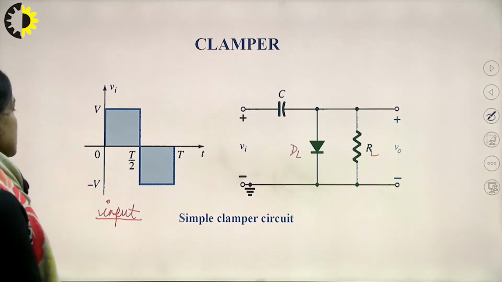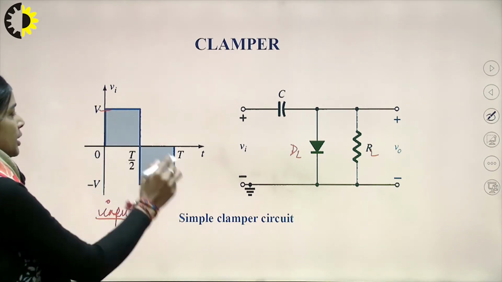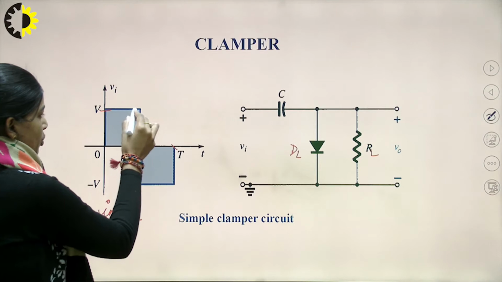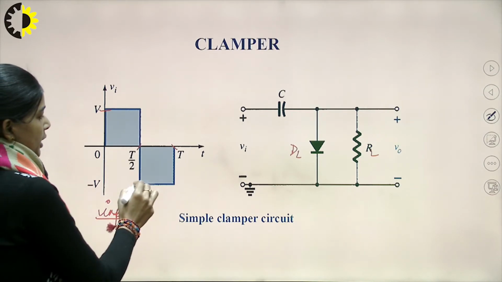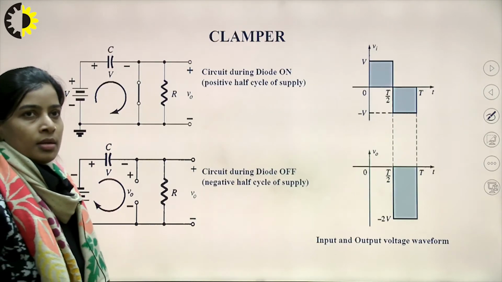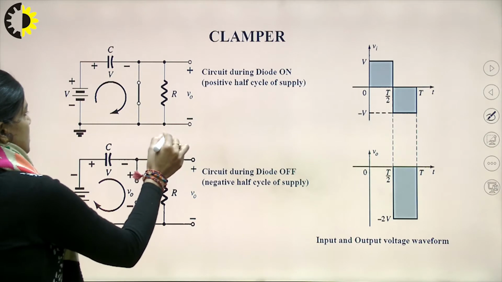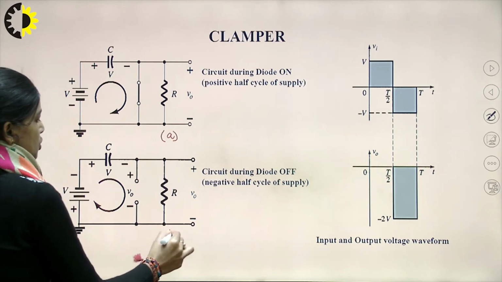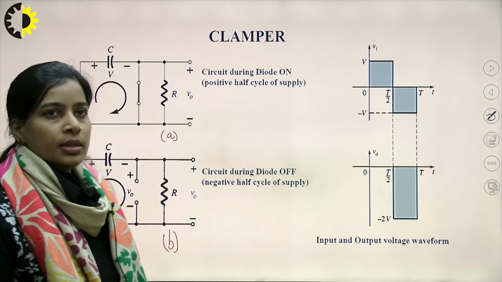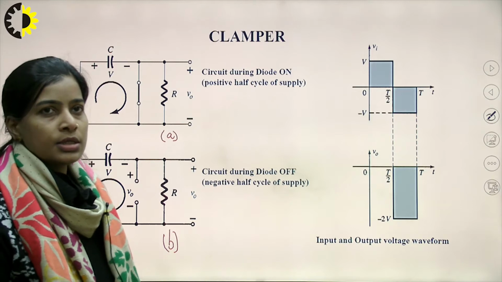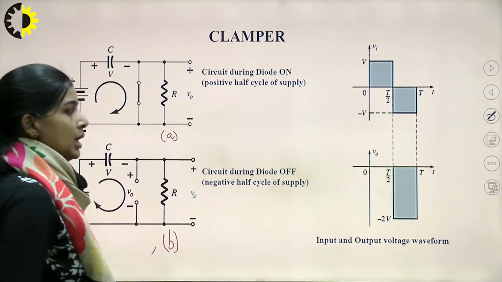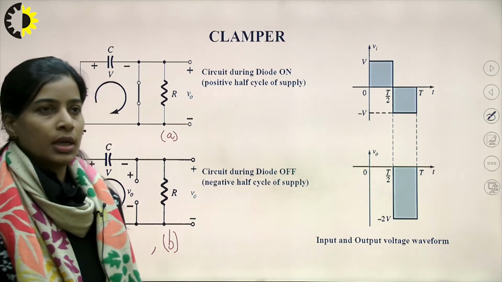This is the input waveform with the peak magnitude of V and period of T, and it is positive for 0 to T by 2 and negative for the duration T by 2 to T. These two diagrams are represented to show the working of the circuit for the positive and the negative cycle. Figure A shows the circuit during the positive half cycle of the input, and figure B is for the negative half cycle of the input.